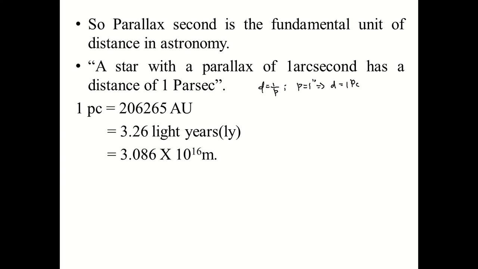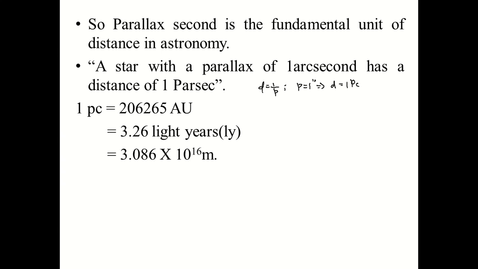So, from here we can define 1 parsec as the distance of a star which has a parallax of 1 arc second, or we can say that a star with a parallax of 1 arc second has a distance of 1 parsec. So, this is the way we can define 1 parsec.